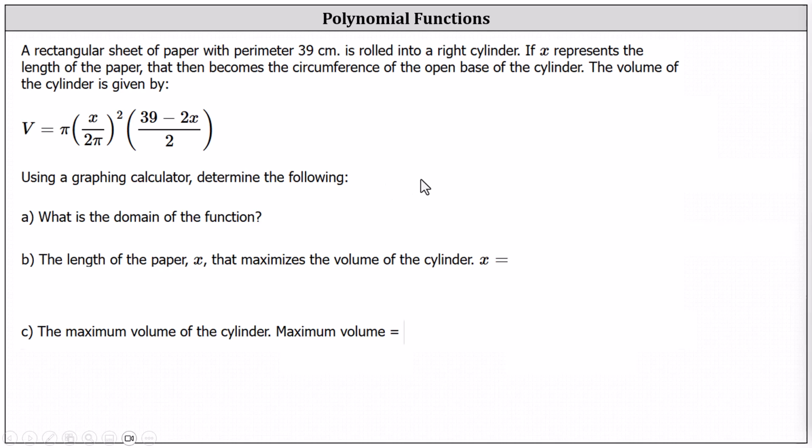So again, the domain is the open interval from 0 to 19.5. The length of the paper x that maximizes the volume is 13 centimeters, and the maximum volume is approximately 87.4159 cubic centimeters. I hope you found this helpful.